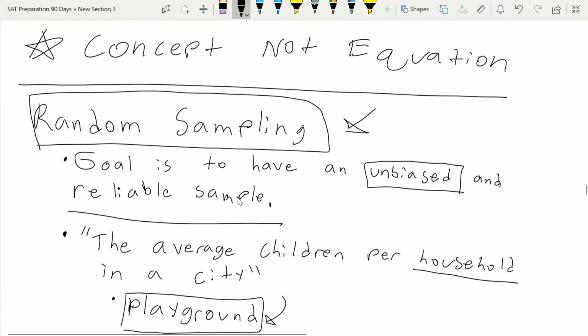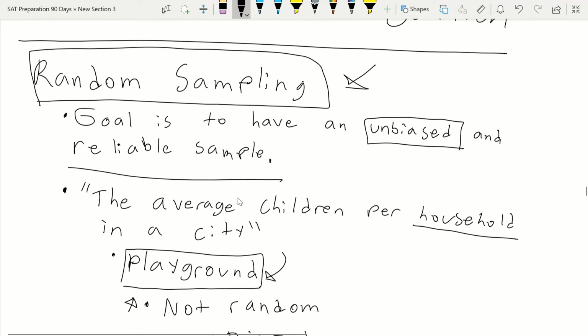All right, so next we got into statistical concepts that were not equations. These statistical concepts included random sampling. Random sampling is when our goal is to create an unbiased and reliable sample, which means that it has to be random. If we do not have a random sample, then it could have bias and not be reliable. So that's something you definitely need to know for the SAT math section because they do test statistics and interpreting random samples for certain. It's not on every test, it doesn't have to be on every test, but it's on a lot of them, in my opinion.